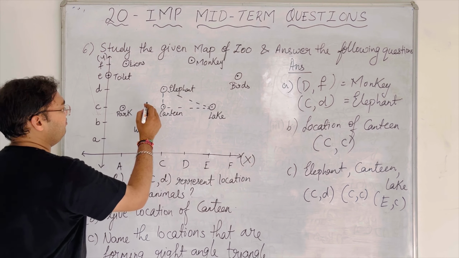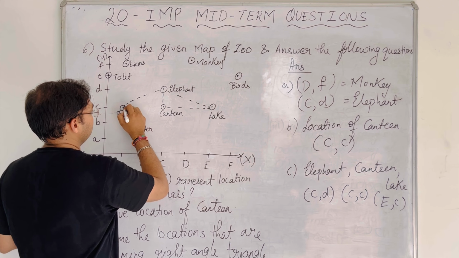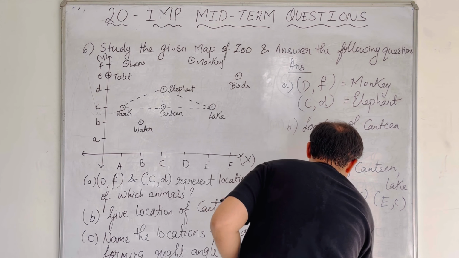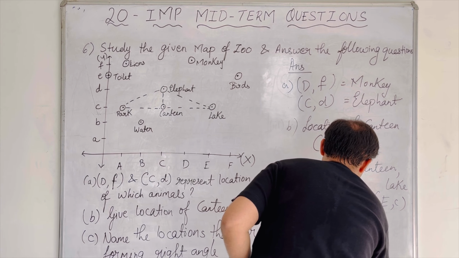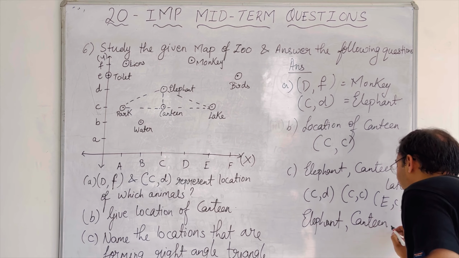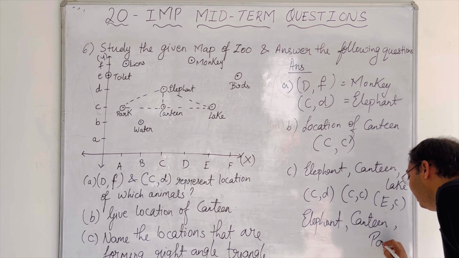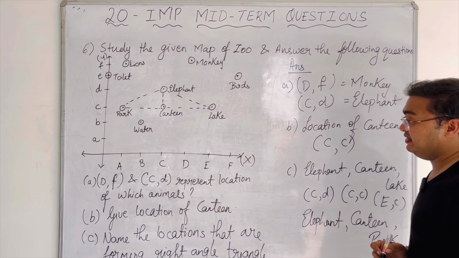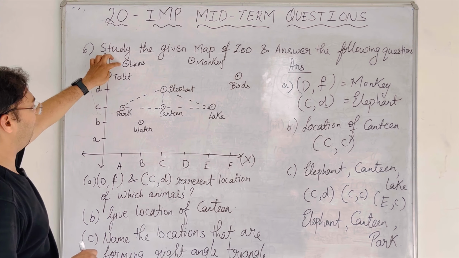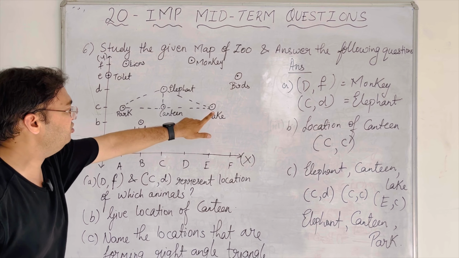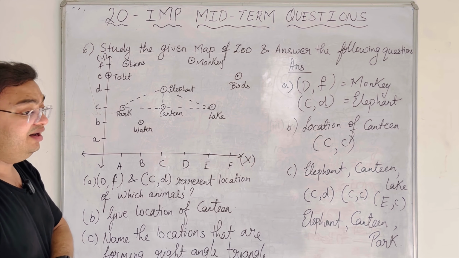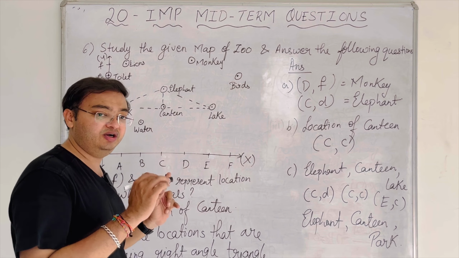Moreover, I can see one more right angle over here, that is this. So I can also write one more: the elephant, then canteen, then the third one is park. So we found that we can find more right angle triangles. If you see over here, from lion to park to lake, this is also one of the right angle triangles. You can find many right angle triangles out of this, but I have written two for you.